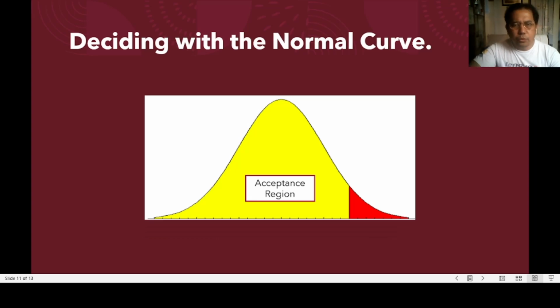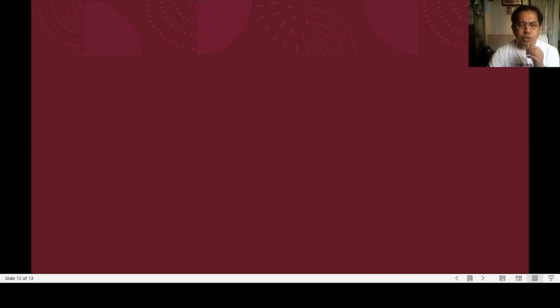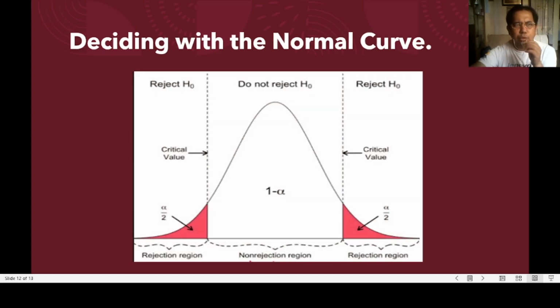The next curve is also a one-tailed curve. The yellow part of the curve is the acceptance region, and the part of the curve that is shaded with red is the rejection region. Now let's have another one. When we are talking of decision making regarding our null hypothesis, the testing could be considered to be a two-tailed test.